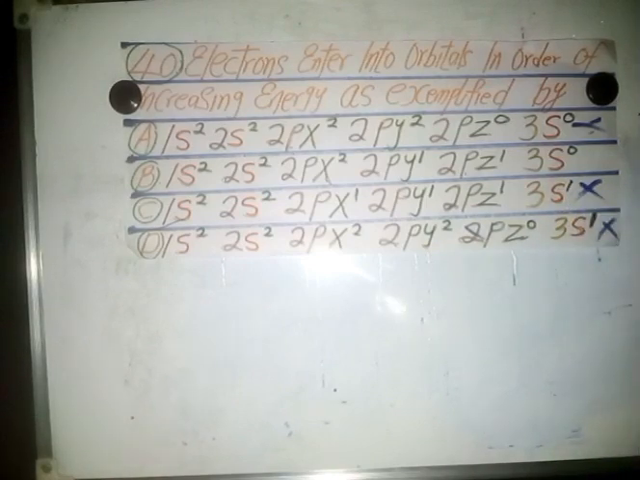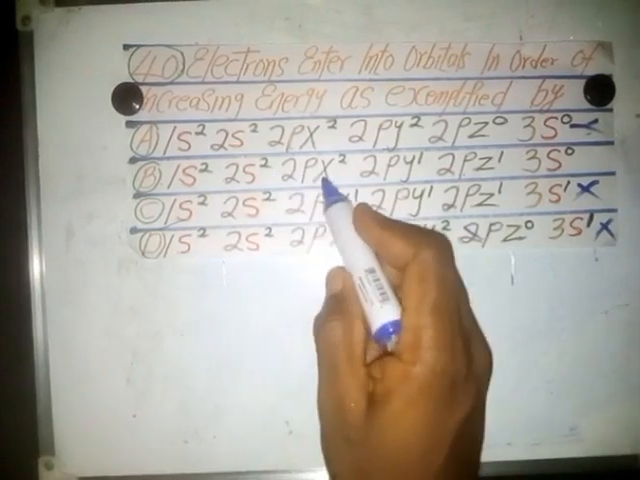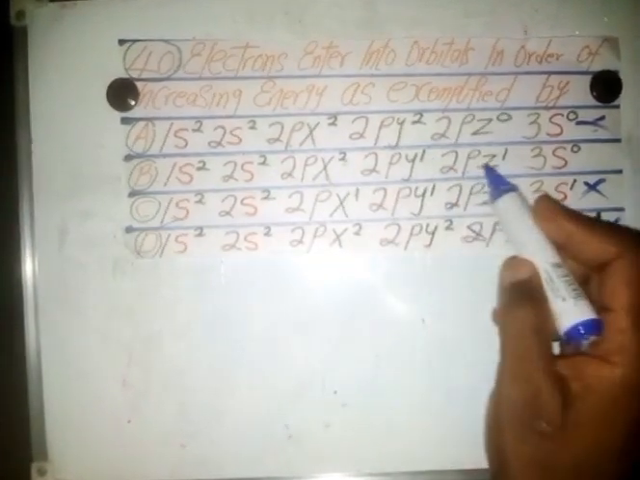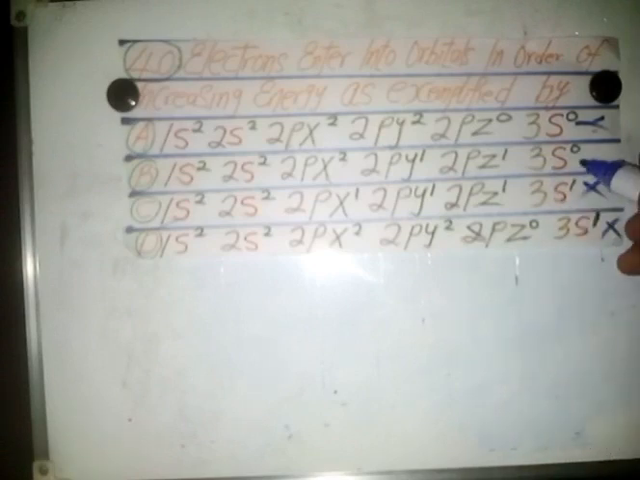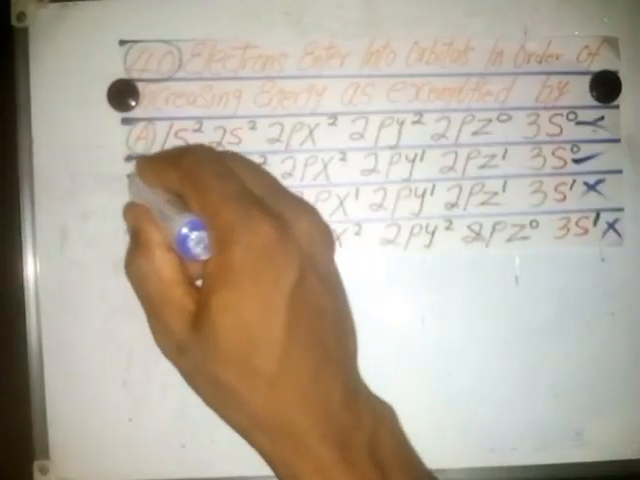So let's look at this one again. 1s2, 2s2, 2px1, 2py1, and 2pz1. Then 3s0. So your answer is B.